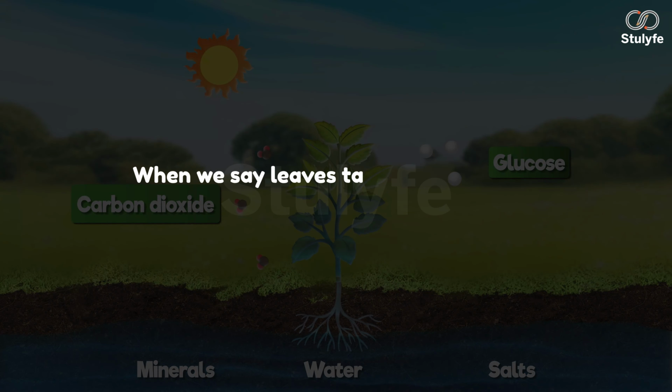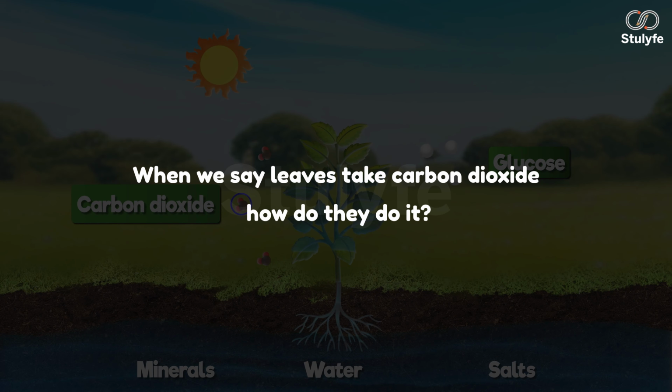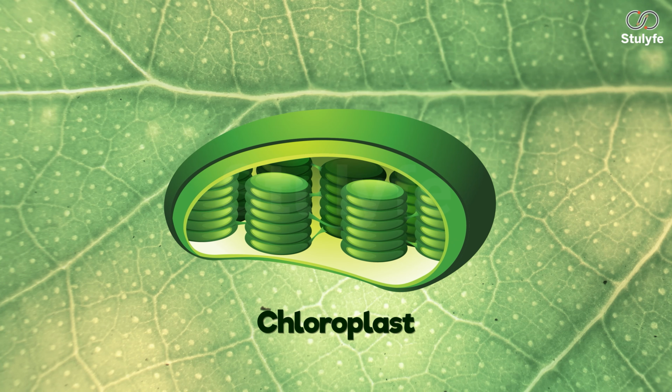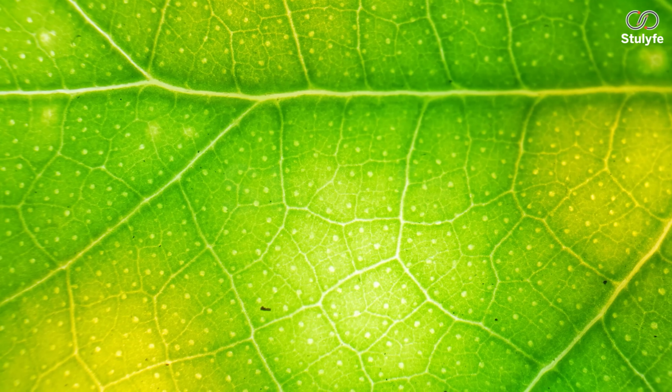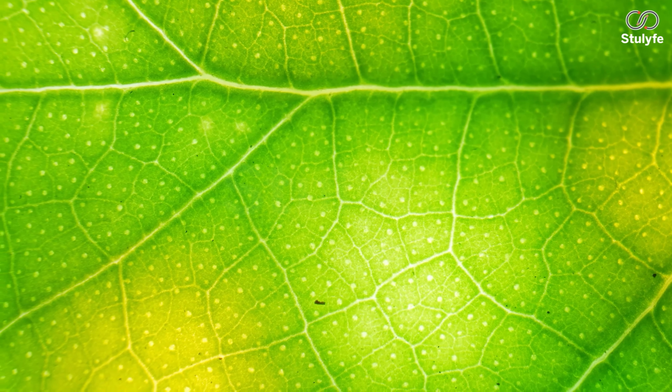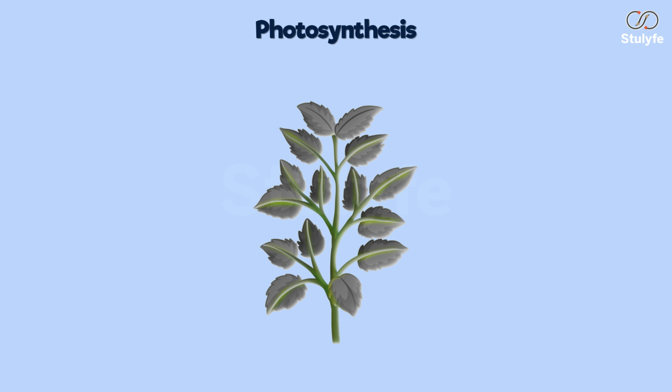When we say leaves take carbon dioxide, how do they do it? Like we breathe from our nostrils, they have small microscopic openings called stomata, through which they take the carbon dioxide from the air. The leaves of the plants have chloroplasts present in them that contain chlorophyll, which gives them the green color. This green pigment captures the sunlight and helps the conversion of carbon dioxide and water into food. Photosynthesis can occur in various parts of the plant, like the stem, as they also have chlorophyll present in them.